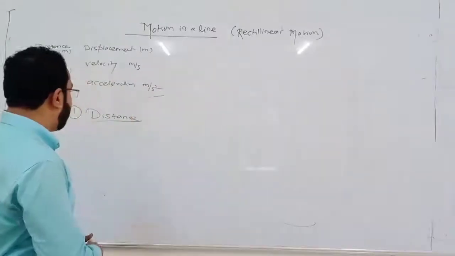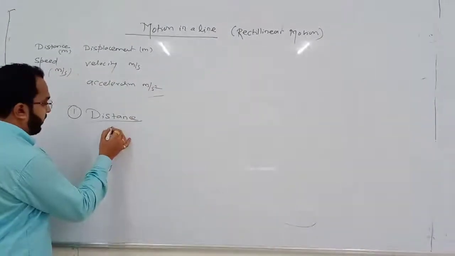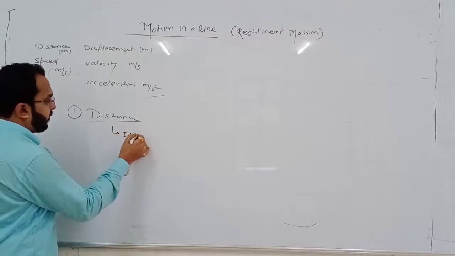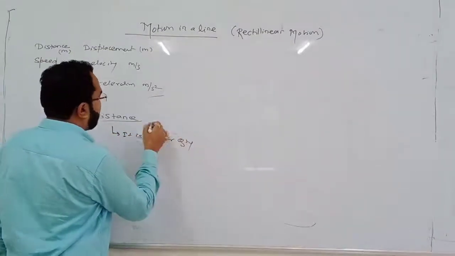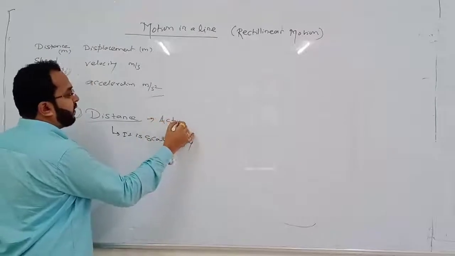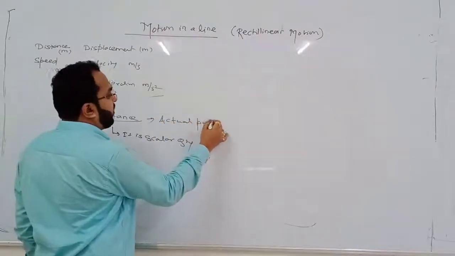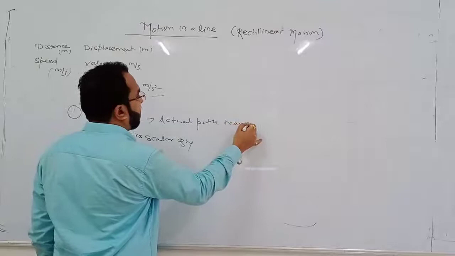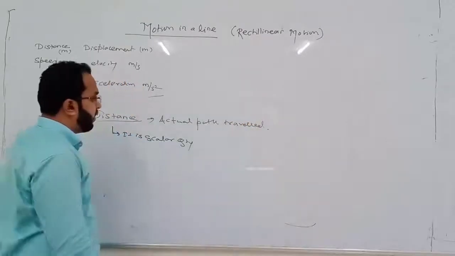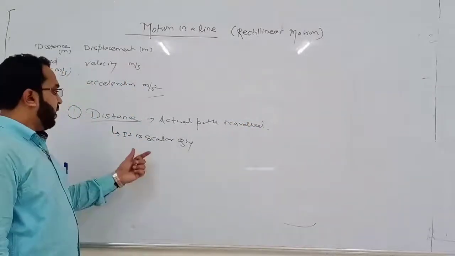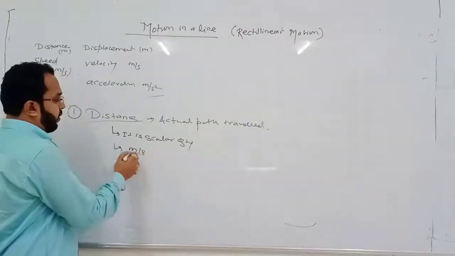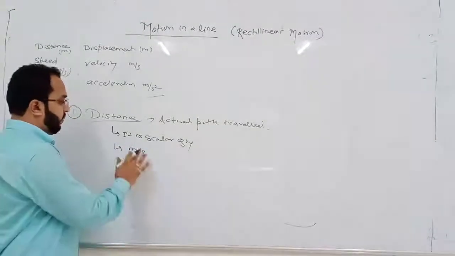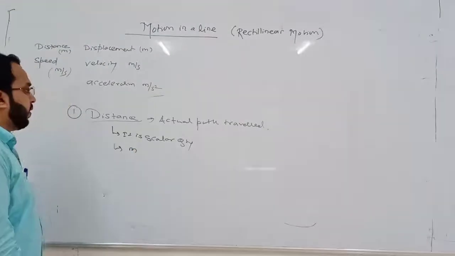So distance is a scalar quantity. What is the definition? Actual path traveled is called distance. It is a scalar quantity. Unit is meter.